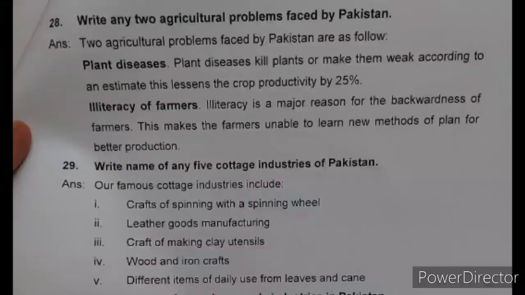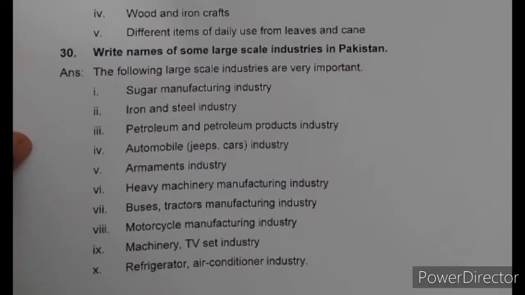Write the names of any 5 cottage industries of Pakistan. Number 1 is the craft of spinning with the spinning wheel, leather goods manufacturing, the craft of making clay utensils, wood and iron craft, and different items of daily use made from leaves and cane.